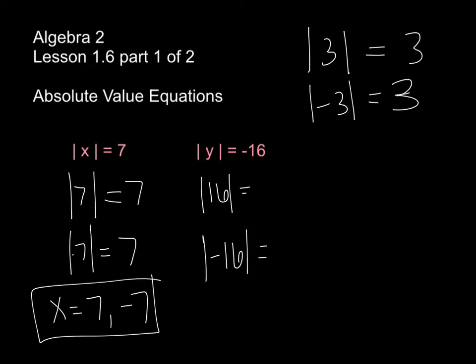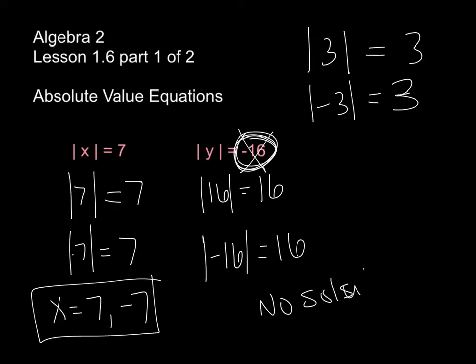Well, let's try it. What is the absolute value of 16? How far is 16 from 0? Well, it's a positive 16. How about -16? That's also a positive 16. Whenever we take the absolute value of a positive or negative number, our output always has to be positive. So this can't happen. We cannot get a negative number when we take the absolute value. So the second equation actually has no solution, or it's inconsistent.